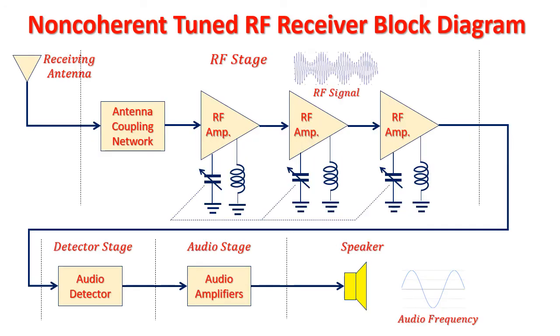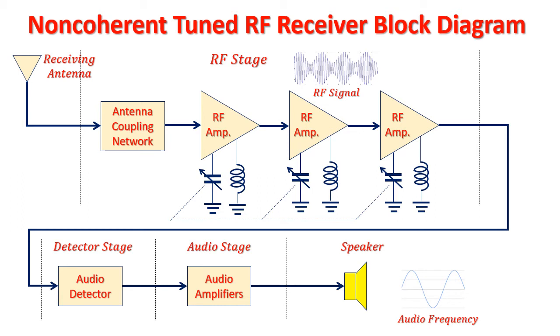This is an example of the block diagram of a non-coherent tuned RF receiver. First, after receiving the signal by the antenna, it will be sent through an antenna coupling network, which basically couples the impedance of the antenna to our circuit.